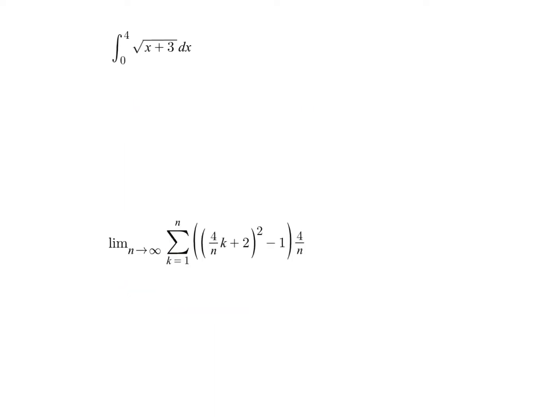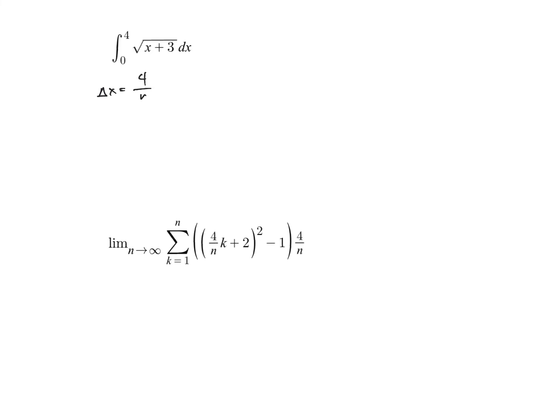Now we're going to go from an integral to a Riemann sum again. So the same thing. We have an integral to a Riemann sum again. What's my delta x on this one?